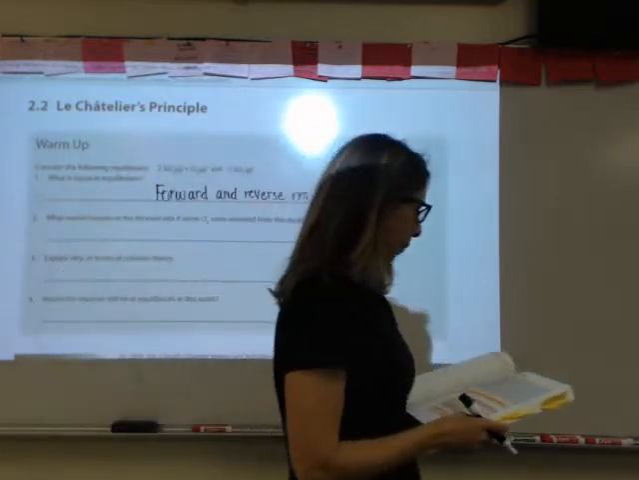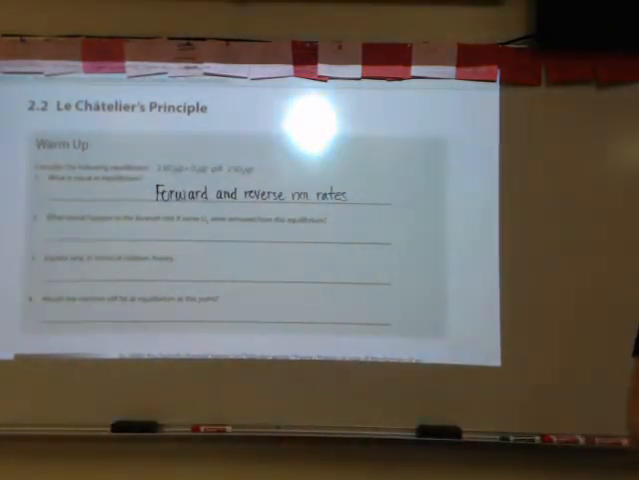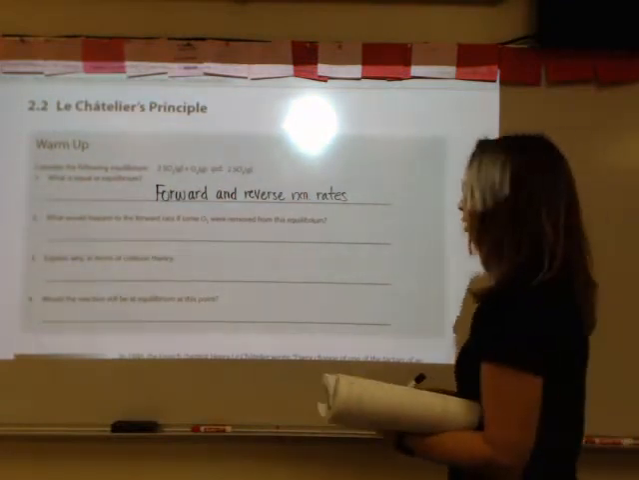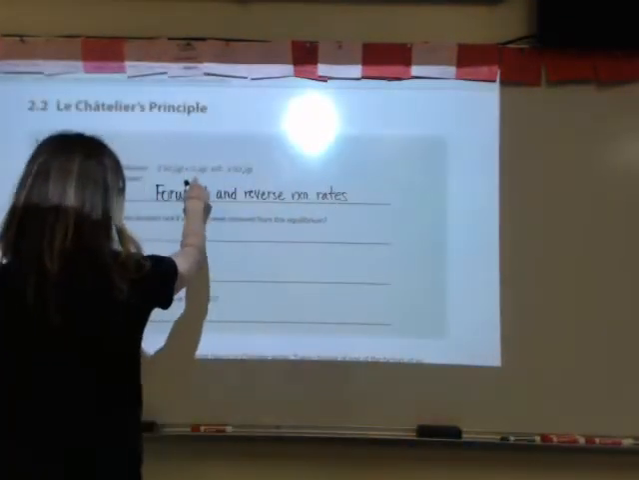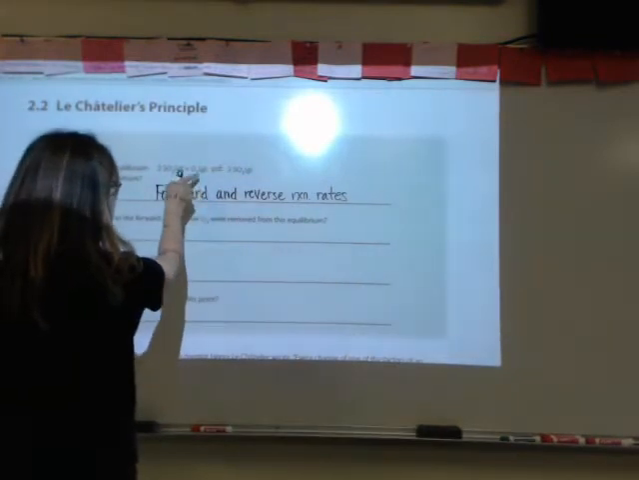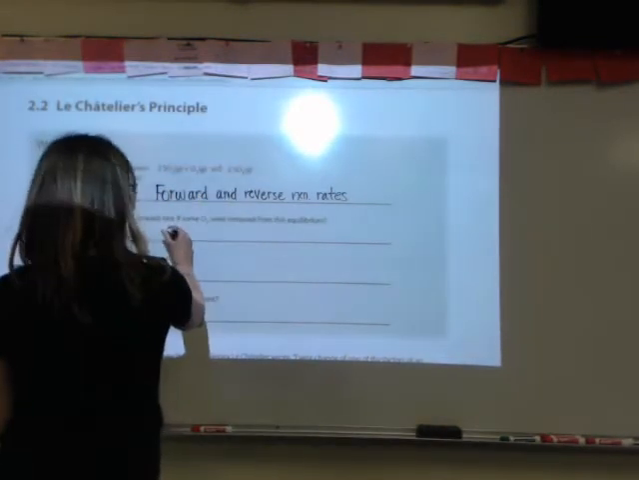Number two, what would happen to the forward rate if some O2 were removed from this equilibrium? Well, if you remove some O2, which is a reactant, you're going to decrease the forward reaction rate.